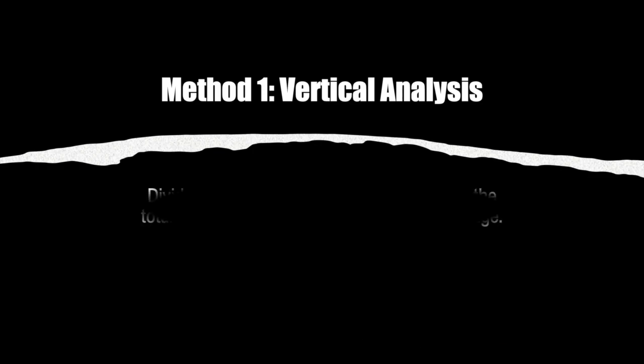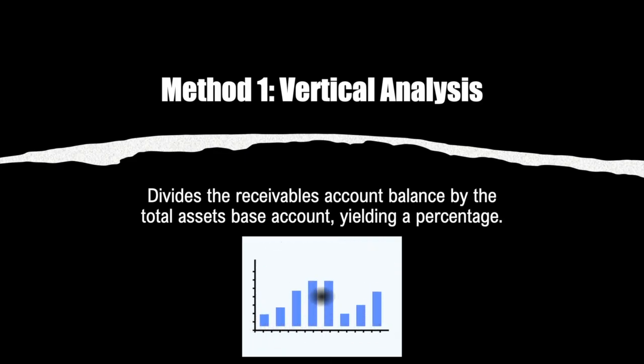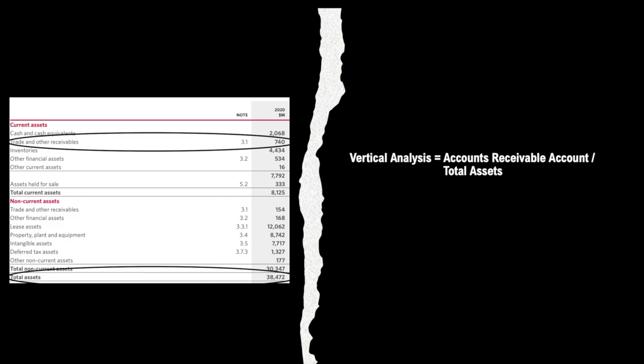Vertical analysis divides the receivables account balance by the total assets account, yielding a percentage. If you use the example of Woolworths Groups, their accounts receivables of $740 million is divided by their net assets of $38,472 million, which highlights that Woolworths Groups has 1.9% of their assets as receivables.